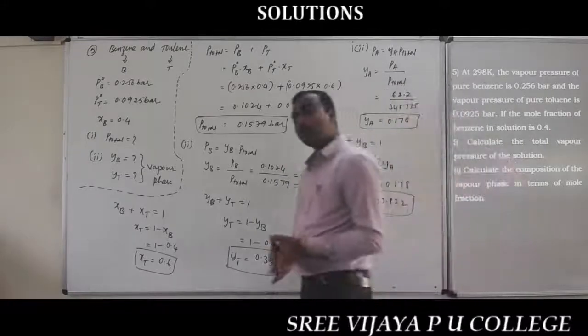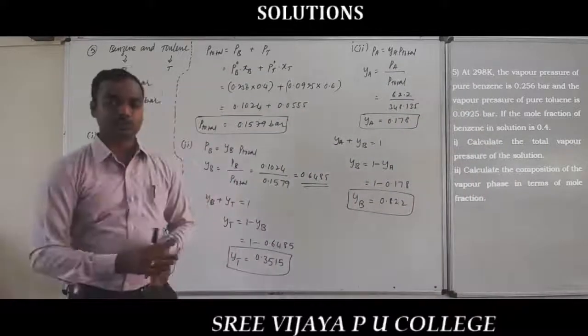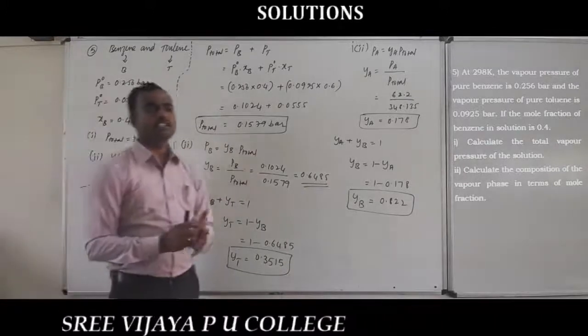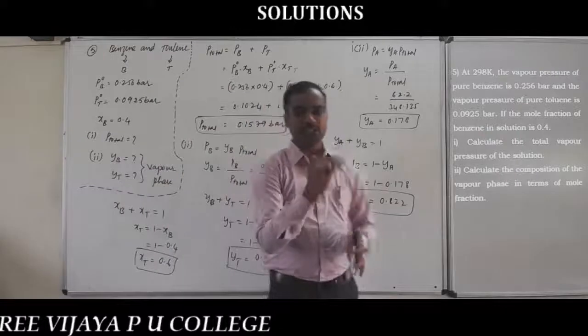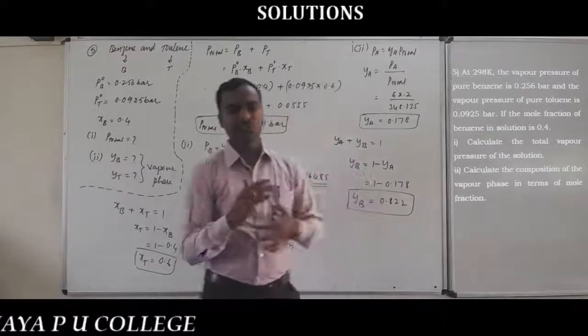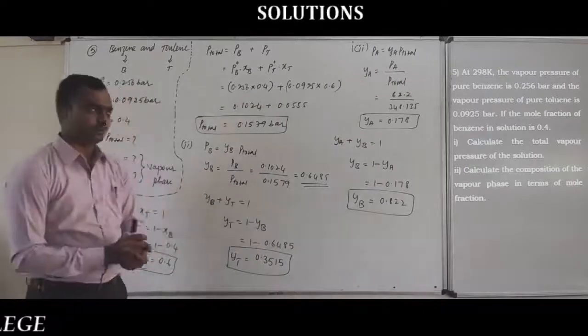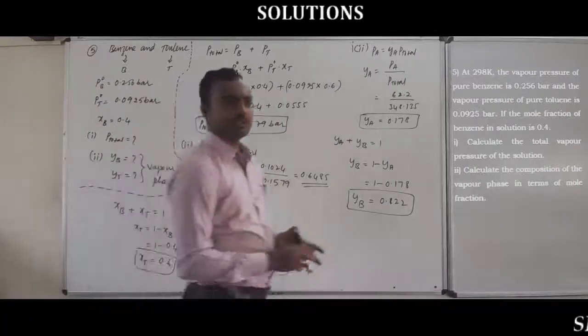You should also know how to calculate mole fraction and number of moles. Number of moles is equal to mass divided by molar mass. Mole fraction is equal to number of moles of that component divided by total number of moles. So based on these equations, we can do the problems based on Raoult's law of liquid solutions. That's about the problems on Raoult's law of liquid solutions.